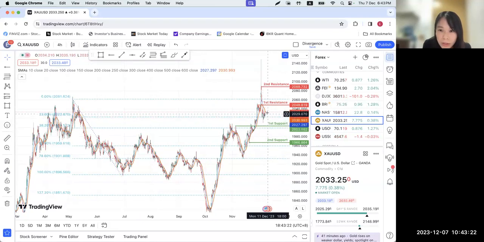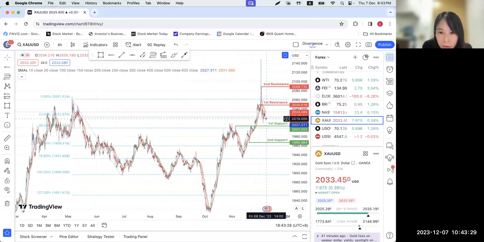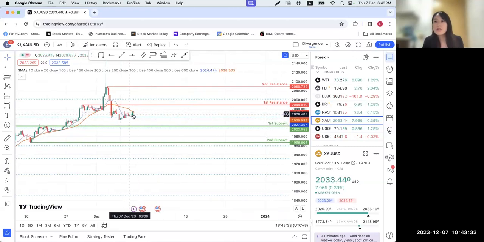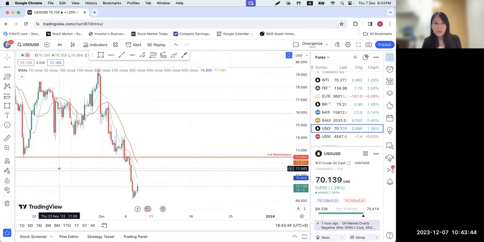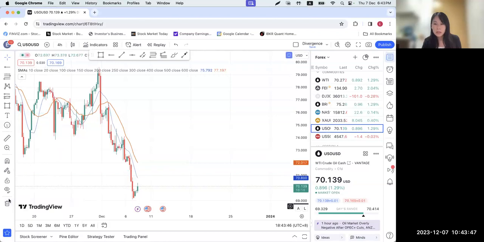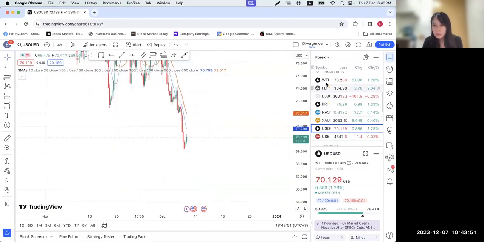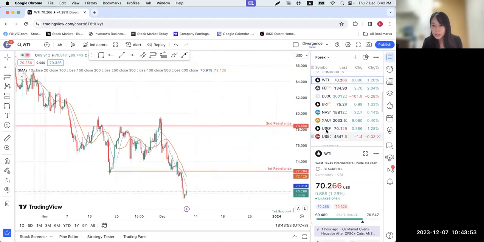So you can see the price has gone down. Okay, it's pulling back from the first resistance, and there is a possibility whereby it could bounce off. Actually, this area has already bounced off the retracement area. It's moving back up towards the first resistance level. Okay, so now we'll look at oil. Oh sorry, we have already looked at oil, WTI.